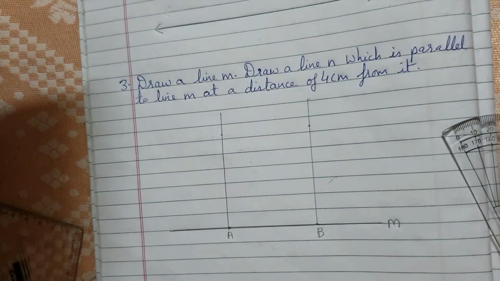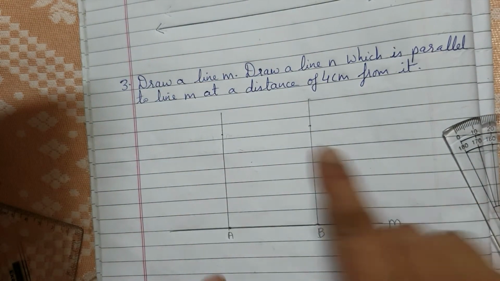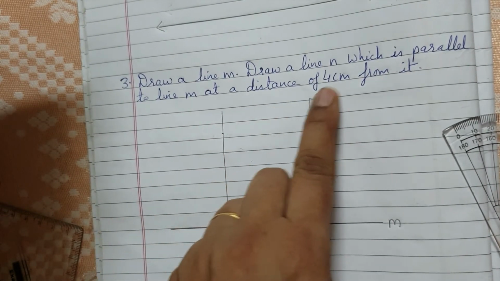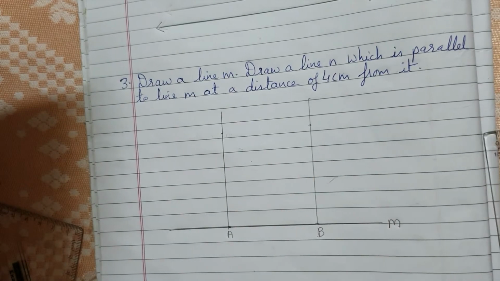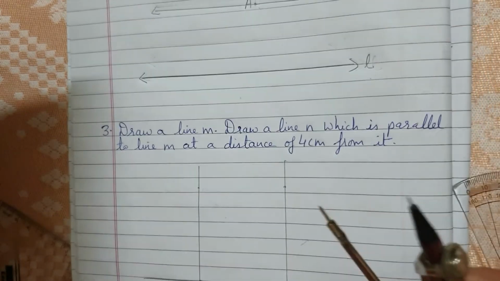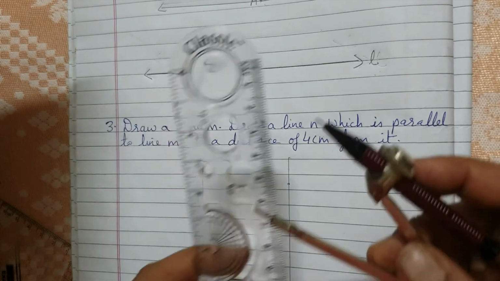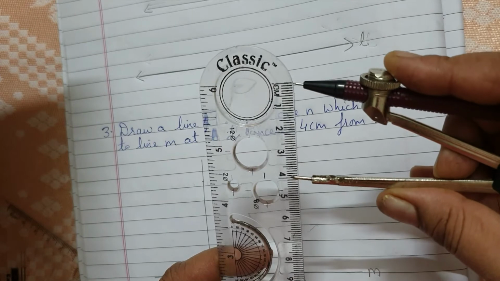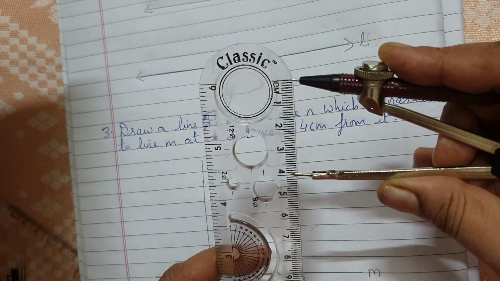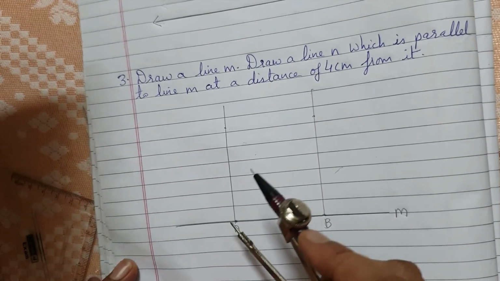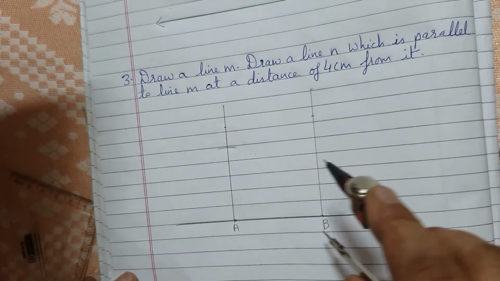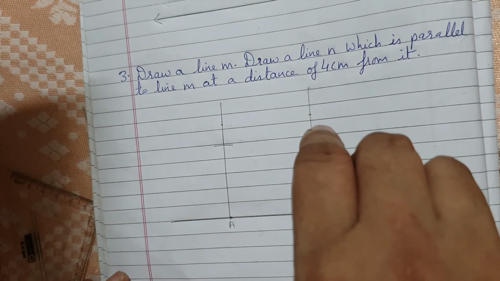Okay, now you take what they told us: parallel to line M at a distance of 4 centimeters from it. So you have to take your rounder and your scale, and take a measure of 4 centimeters from here to here. So this is exactly 4 centimeters. Now keep this rounder on point A and draw one arc. Keep it on point B and draw one arc.